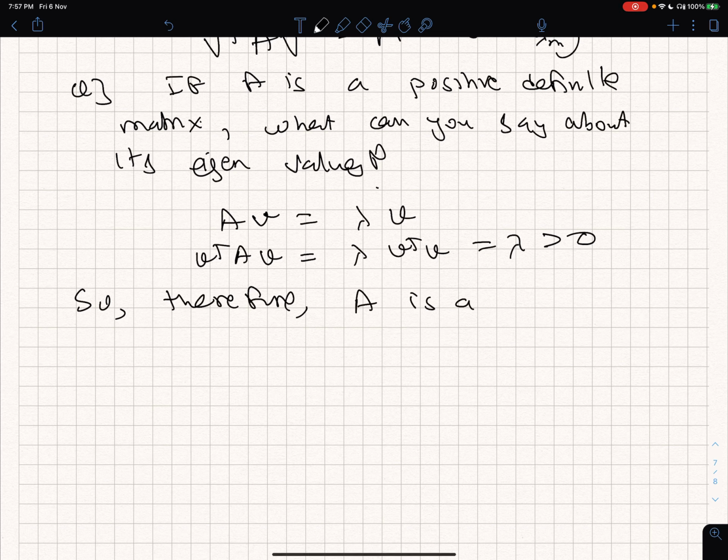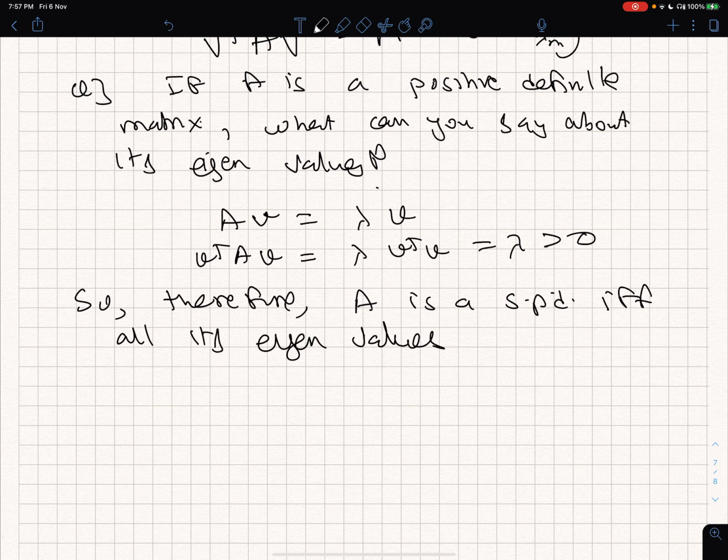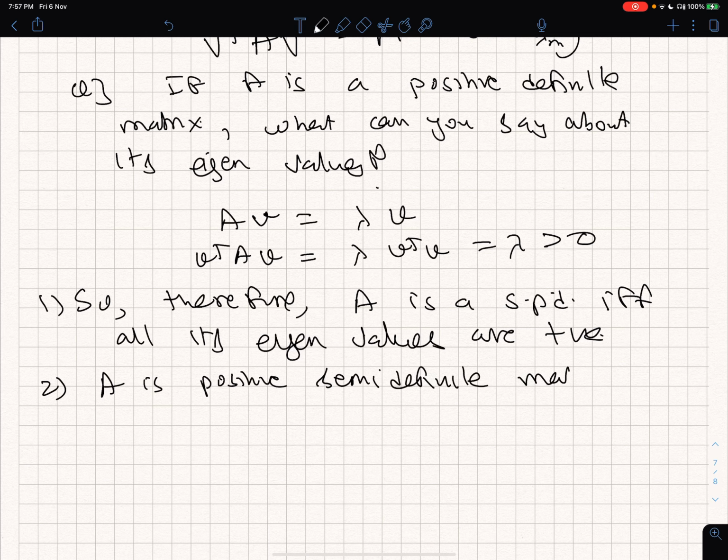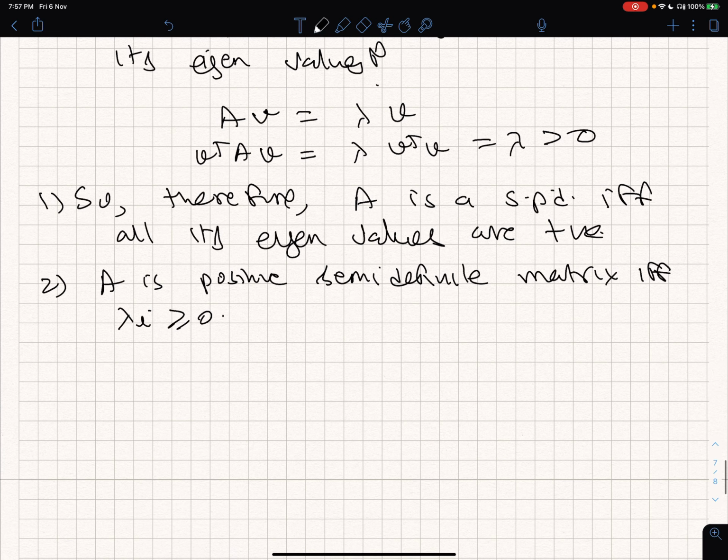A is a symmetric positive definite matrix if and only if all its eigenvalues are positive. Second, A is a positive semi-definite matrix if and only if all its eigenvalues are greater than or equal to 0.